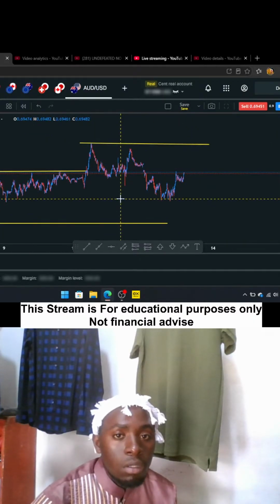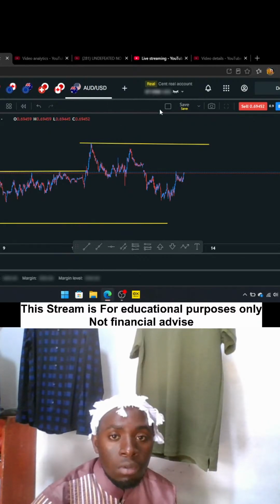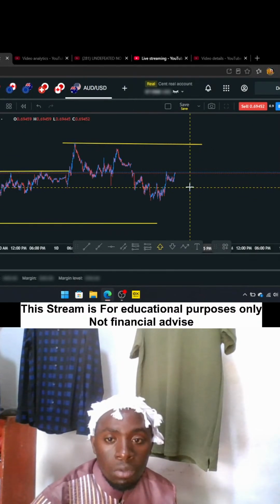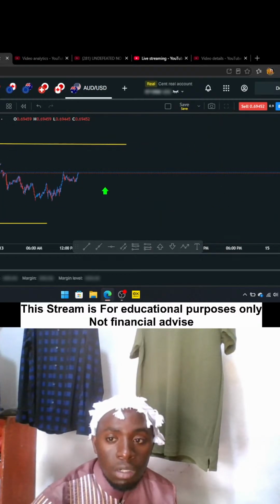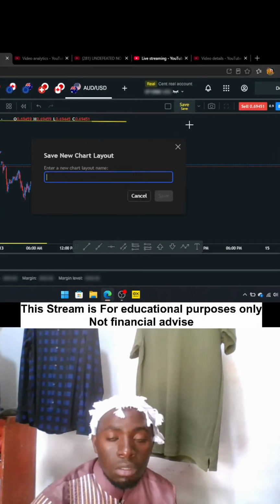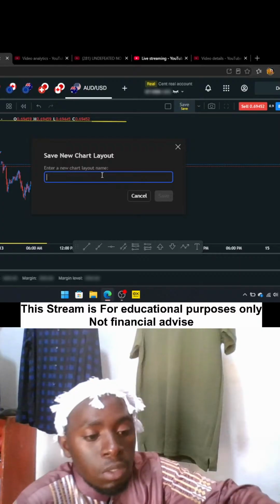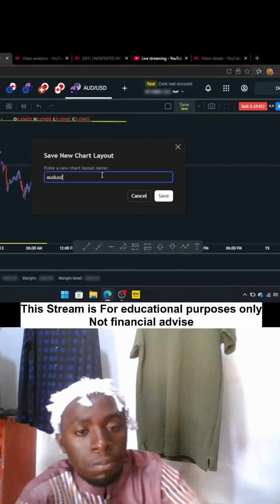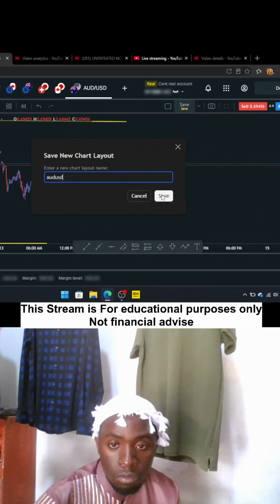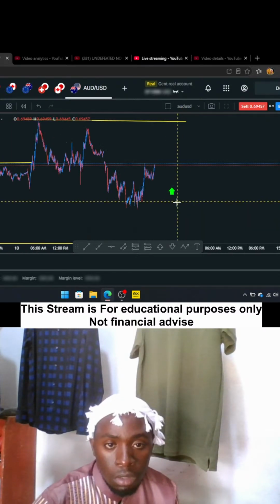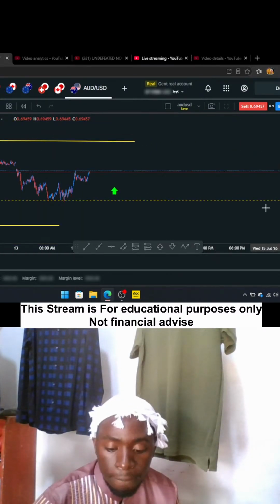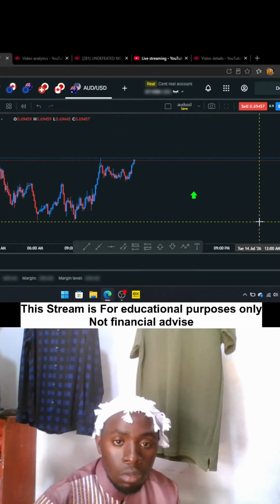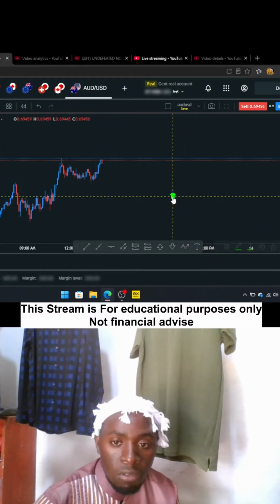Okay, this is what is happening on AUD/USD. Yeah, I'll be looking for buys, but after I get that confirmation, because even the setup is not there. The setup is not there. Okay, but the bias is bullish.